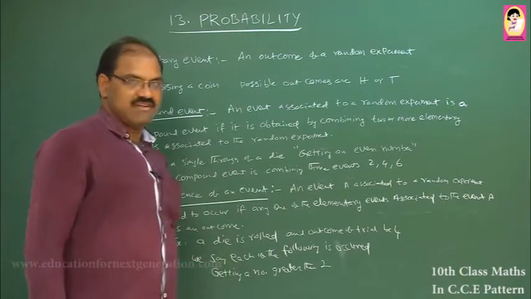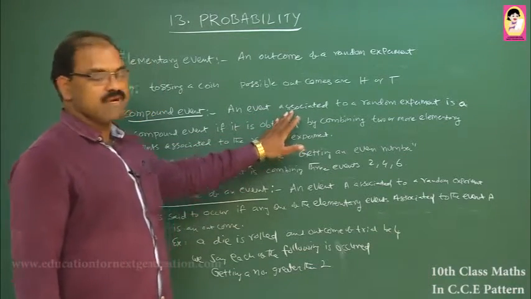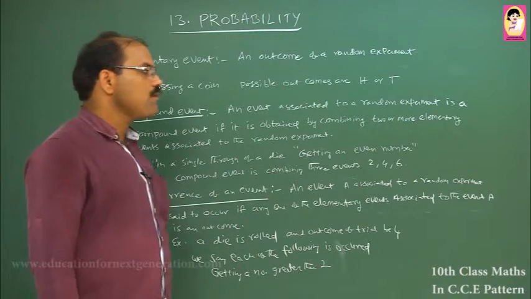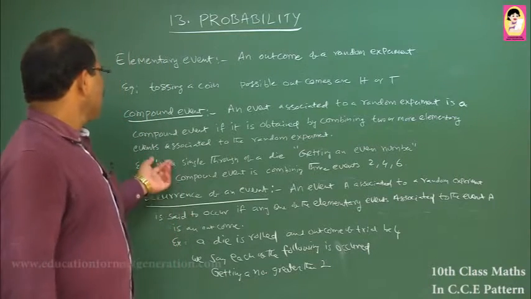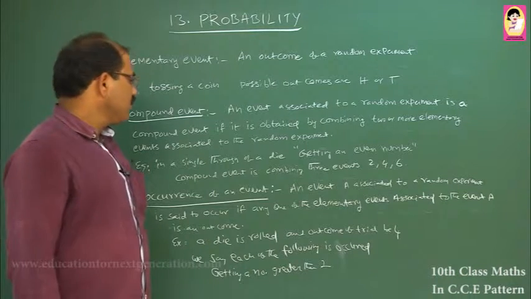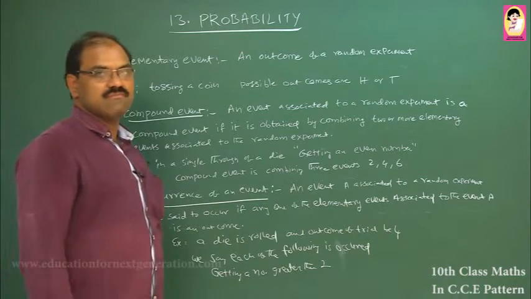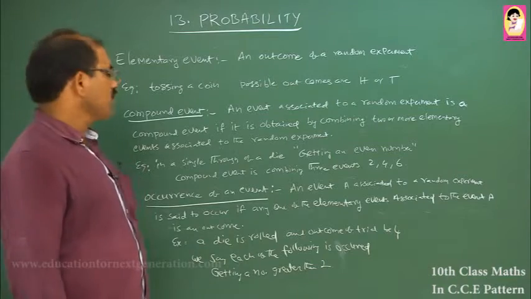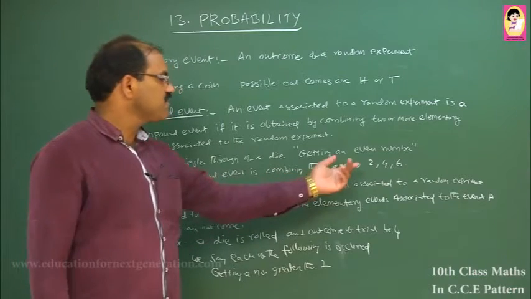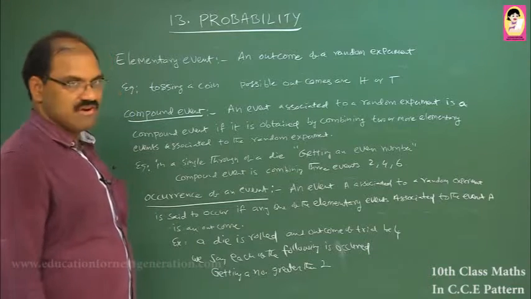And next is compound event. What is a compound event? This is an event associated with the random experiment. We say it is a compound event if you combine two or more elementary events associated with the random experiment. For example, a single die is thrown and we want an even number. The possible even numbers if you throw a die are 2, 4 or 6. So the compound event here combines these three events, 2, 4 or 6. So this is called a compound event.